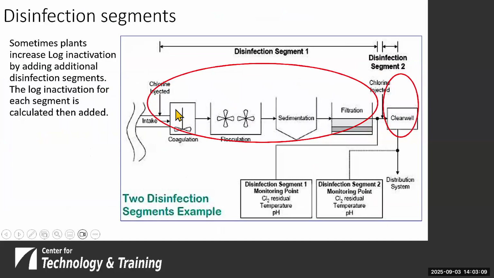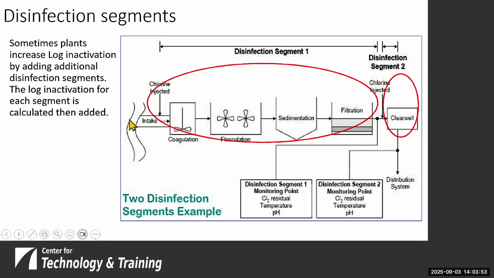So some plants, to increase their log removal, will actually add chlorine at different points in the treatment. In this case, we've got chlorine injected here on the intake line prior to coagulation. We're injecting chlorine after filtration so that we get our CT time in the clear well. We'd monitor here, because this is after the first chlorine addition and before we add chlorine again, and we monitor after the clear well as well. So there's 2 application points and 2 monitoring points for our inactivation.